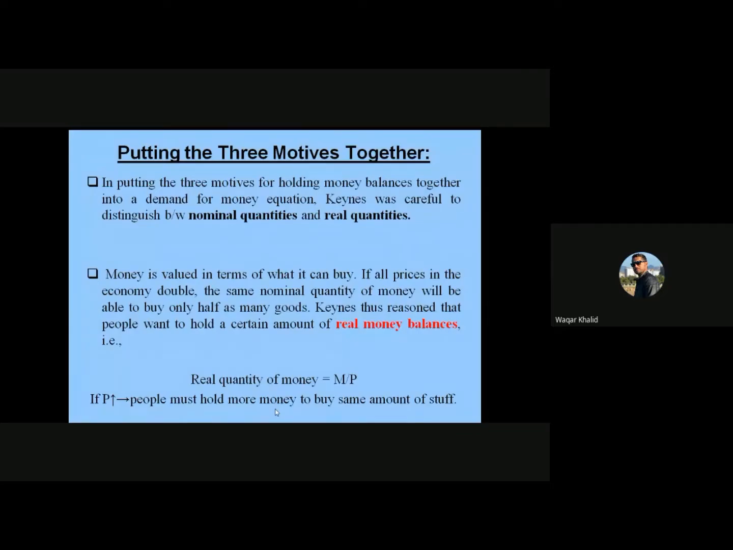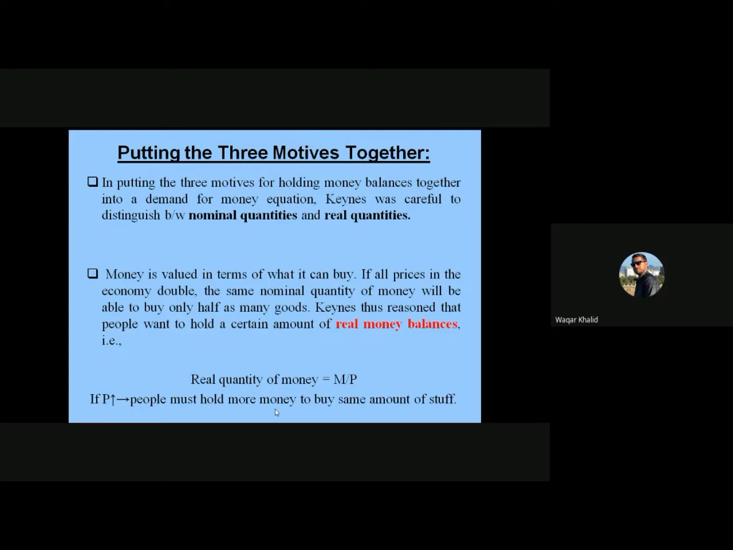Now we are putting these three motives together. In putting the three motives for holding money balances together into a demand for money equation, Keynes was careful to distinguish between nominal quantities and real quantities. Money is value in terms of what it can buy.